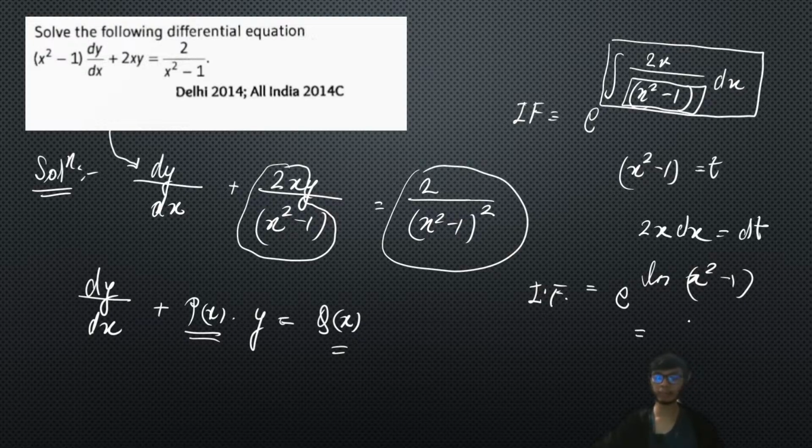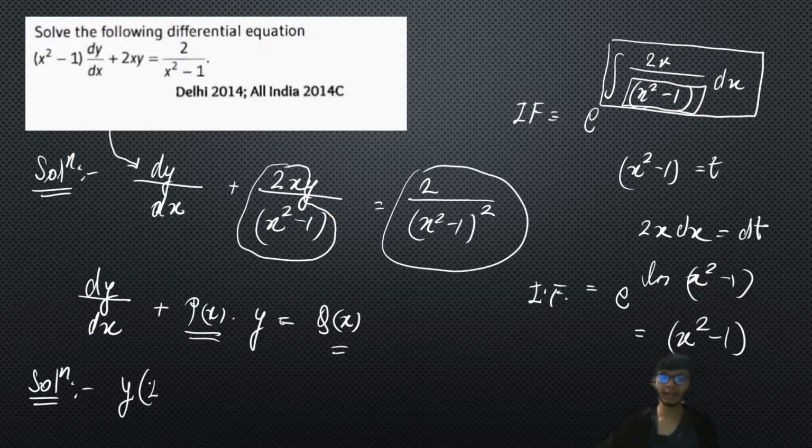From here I will again use the base changing formula. So from here you will get the solution as, we change the base, so we get the integrating factor as 1 upon x square minus 1, right? And we know the solution of a first order linear differential equation is basically y into integrating factor is equal to integration of q into integrating factor dx plus some constant, right?